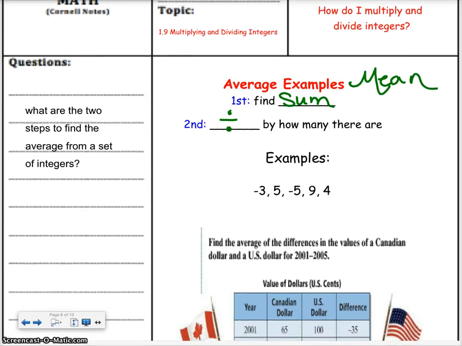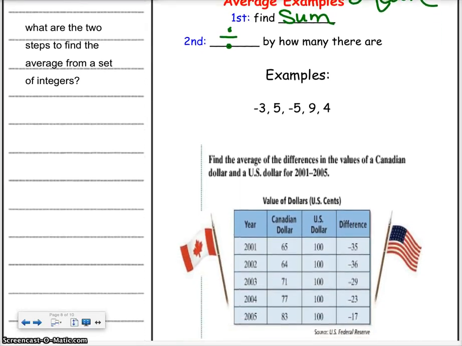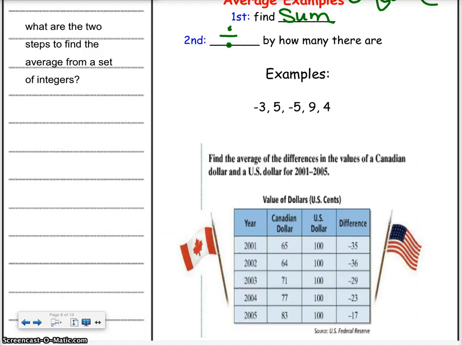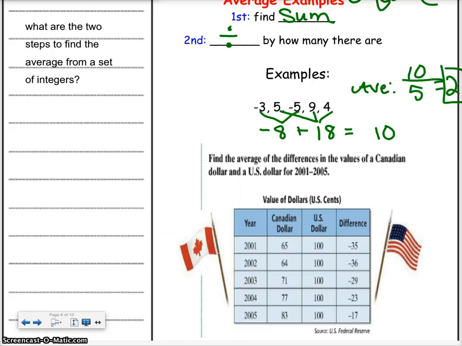Alright, let's find the average of the following data set. -3, 5, -5, 9, and 4. So this is where I utilize the concept of grouping at first. So I have -8, 8 negatives. How many positives do I have? 14 plus 4 is 18. Now, they're different, so I subtract them. 18 minus 8 is just 10, and it's a positive 10. So that's my sum. And then my average then is going to be 10 divided by 1, 2, 3, 4, 5. So my average of this data set is 2.